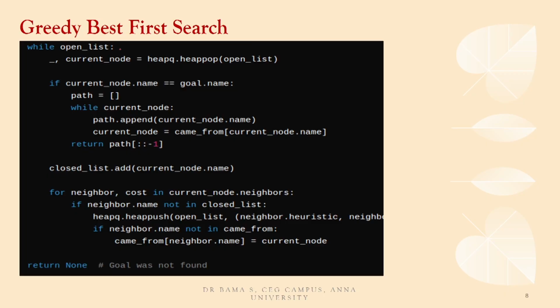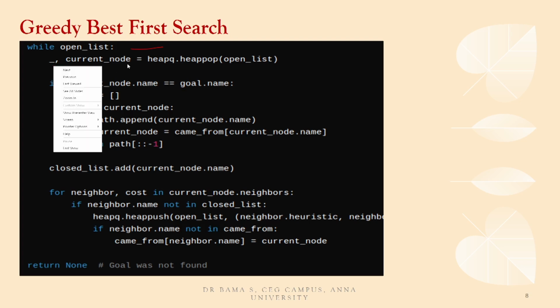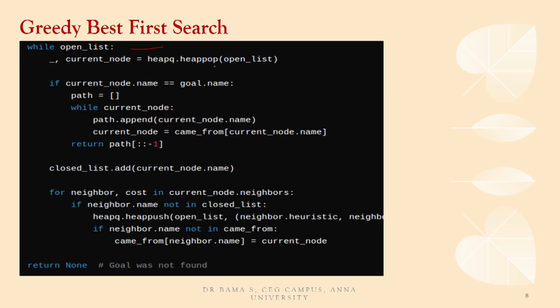Now, if we see the first line, while the open list is available, the first two variables are the underscore and the current node, which is heapq.heappop. This represents the priority queue with the minimum cost. It takes from the open list the entry with the minimum heuristic value, and puts the value in the underscore and the name of that node as the current node.